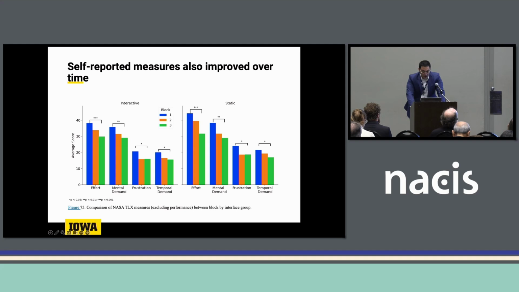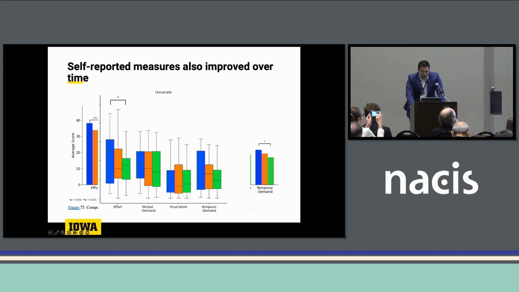We've noted how objectively accuracy and response time improved for both of our bivariate groups, but what did the participants think of that? Well, in our self-reported measures, we see significant decrease across all perceived workload metrics. This is the NASA TLX. It's not shown here, but perceived performance had also significantly increased by the third block. I should also mention that the univariate group had less linear changes in their perceived workload.